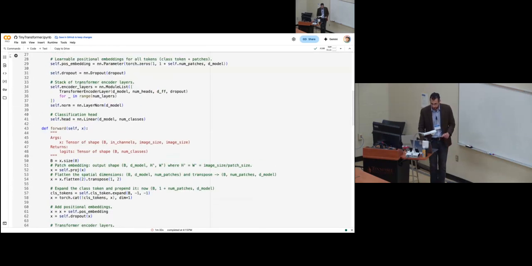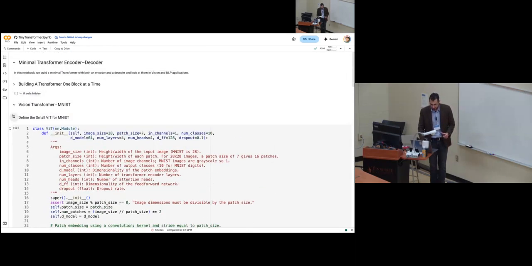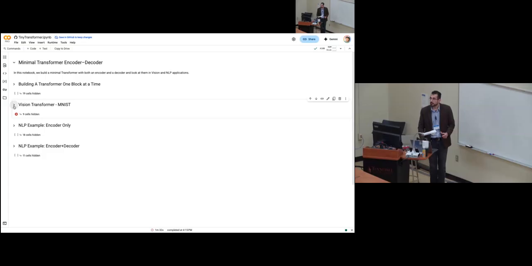So before I do that, any question on the ViT, the vision transformer? Are we all good? Okay.